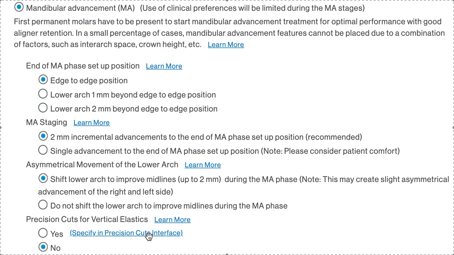But the vertical elastics, I don't think they accomplish anything. They just make it more clunky and people don't wear them. So the answer would be no for that. That should be your default. So I don't know why a lot of you are getting elastics on your setups, because I'm not asking for them. You guys have got to figure out how you're submitting them.